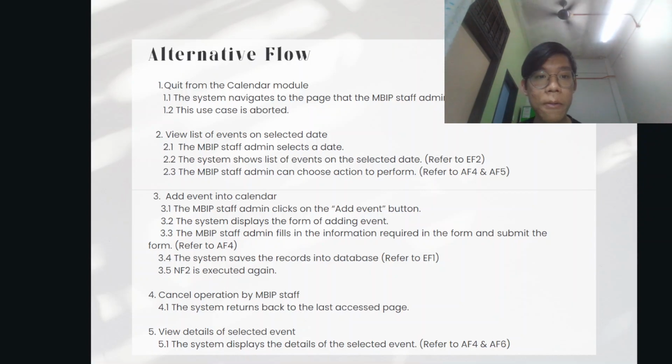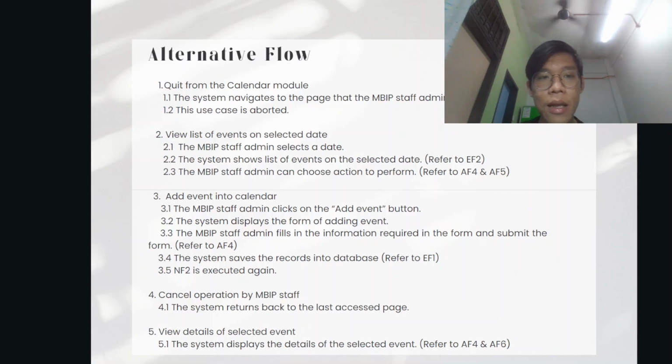They are also able to view the list of events on the selected date, and the system will present more comprehensive detail on the events that are going to happen on that specific date. They can then choose whichever action to perform, such as adding an event to the calendar whenever the MBIP wishes to organize a specific event on that date. The MBIP staff admin can feel free to add the event into that specific calendar panel itself.